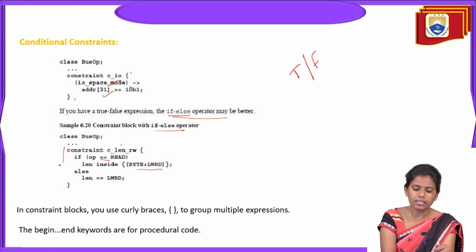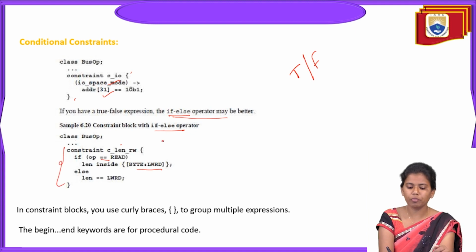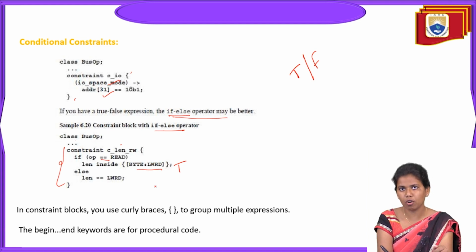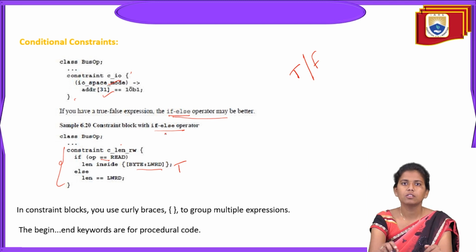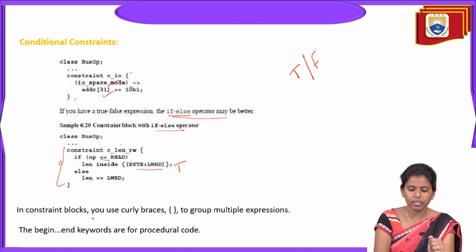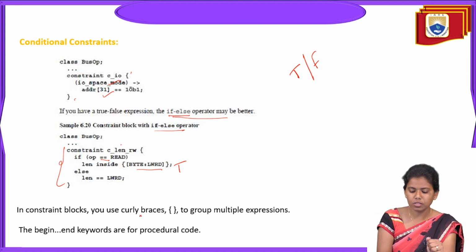So here, as I said, we can use this to know if it is true, and if you want to know if it is false, then make sure you are using this if else operator. This if else conditional operator will help us know whether the given code or expression is true or false. Then in a constraint block, you use curly braces. These are the curly braces to group multiple expressions.